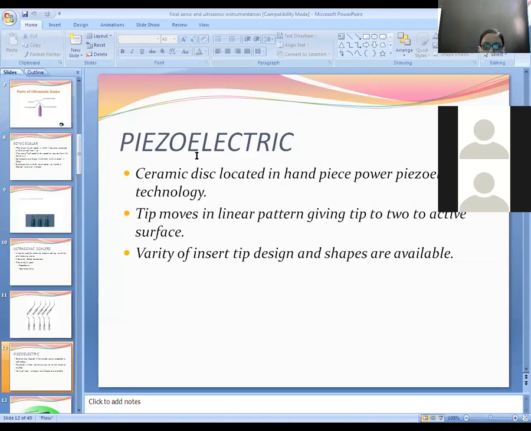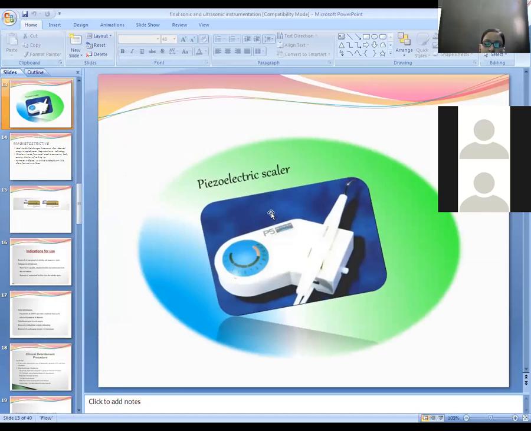Then, what is a piezoelectric? That is the first type of ultrasonic instrument. A ceramic disc that is located in the handpiece powers the piezoelectric technology. Tips move only in a linear pattern, giving two active surfaces. A variety of insert tips, designs and shapes are available. This is commonly used in every clinic. That is a piezoelectric scaler. This is a speed controlling knob. This is a handpiece to which the tip is attached.